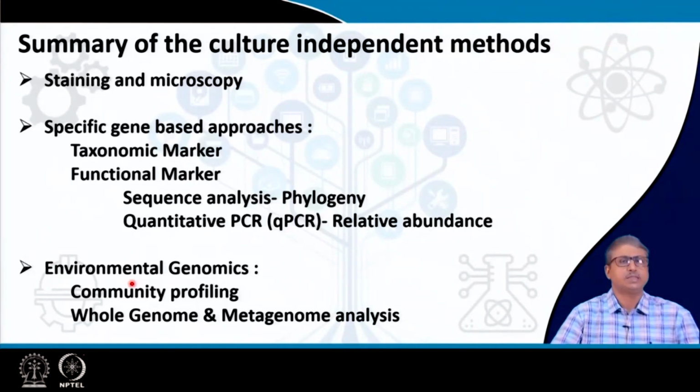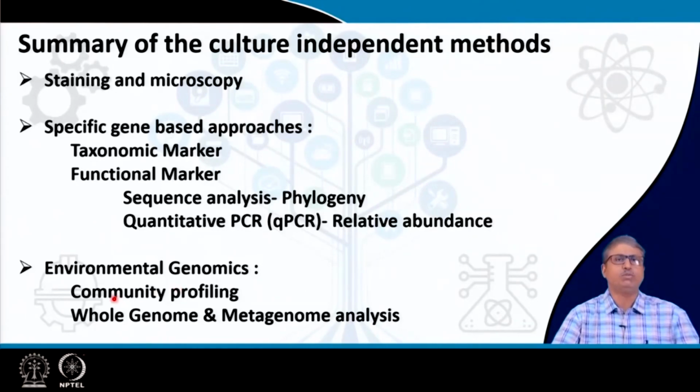The last approach is the environmental genomics approach, wherein again there are three sub approaches. One is community profiling. Community profiling refers to profiling of all the organisms present in the community. As we know, the community is composed of numerous populations, and each population is a group of organisms that belong to the same species. So, ideally there are numerous species in the community. It may be a biofilm, it may be planktonic, it may be any type of community.